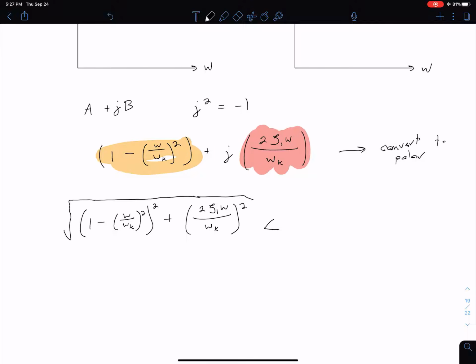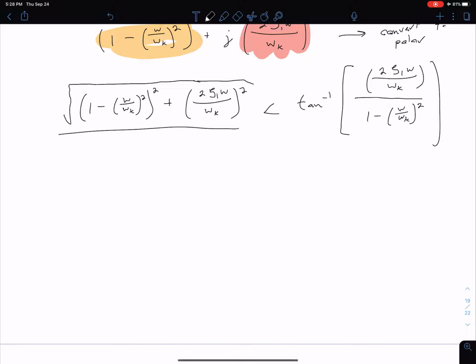Then we can also find our phase angle. That is going to be the inverse tangent, with our b in the numerator, which is 2 zeta 1 omega divided by omega k, and in the denominator, 1 minus the quantity omega divided by omega sub k, squared. At first glance that doesn't really help much. We still have a big mess, but let's look at each one of these one at a time. Let's start with our magnitude, which is over here on the left.